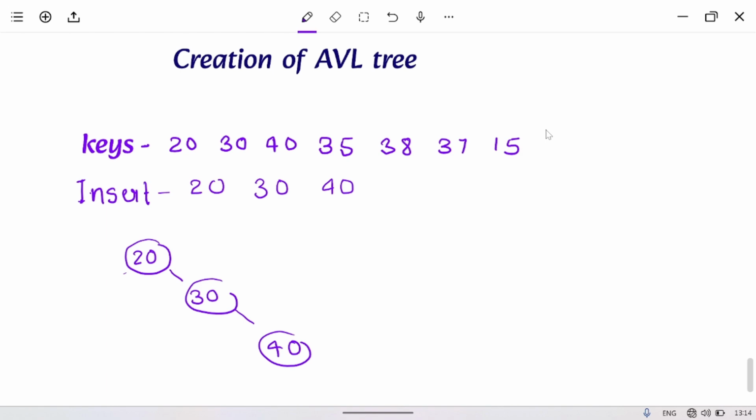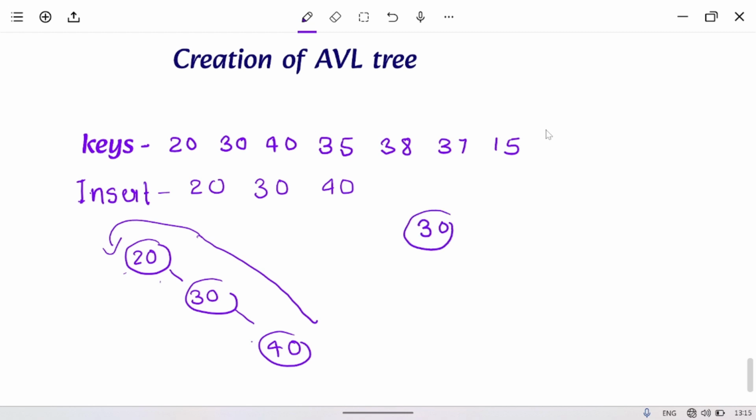We can't do it like, after inserting 35, we will balance. No. First we will see that after insertion of 40, this tree becomes imbalanced. So we will balance it. So this is a right imbalance. So we will perform a left rotation like this. After rotation, how will our tree look?